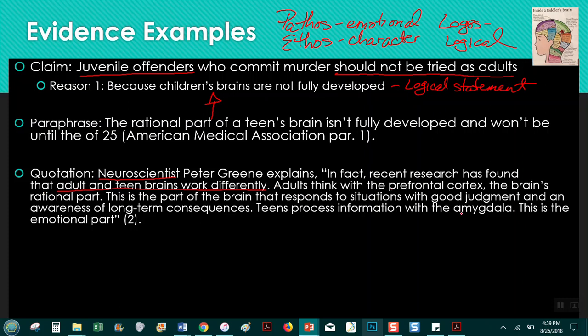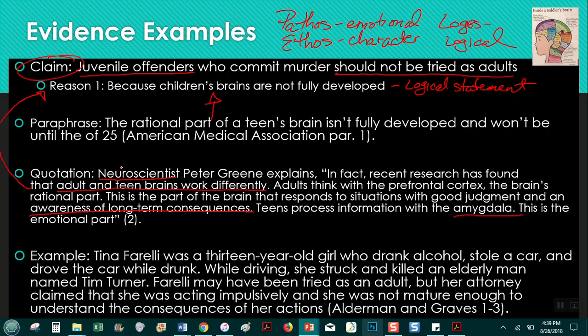And then he talks about the science of using the amygdala and not being aware of long-term consequences. Again, this directly relates to this. Now, in my explanation of either one of these, I would have to connect it back to the claim and show why, because teens process information with their amygdala, they should not be tried as adults, right? It's not clear just from my evidence how it connects to my argument. And that's where the explanation comes in.